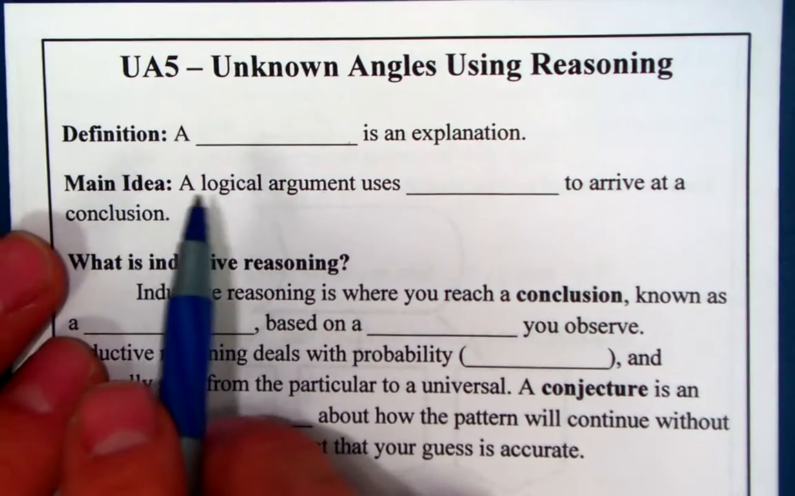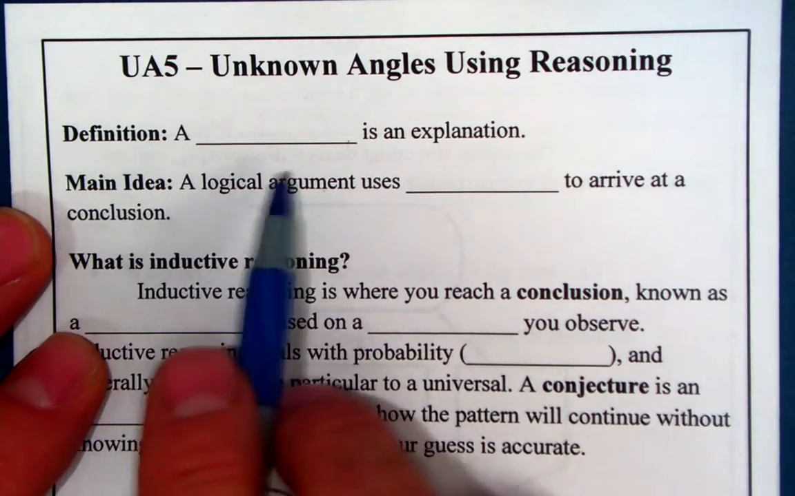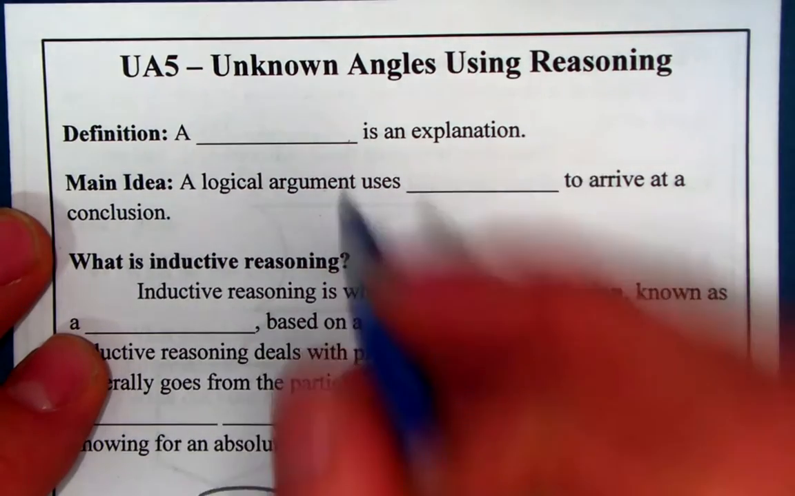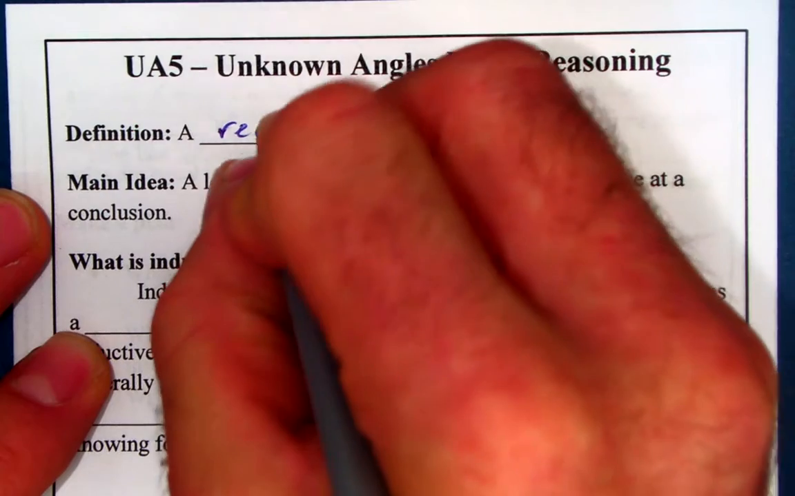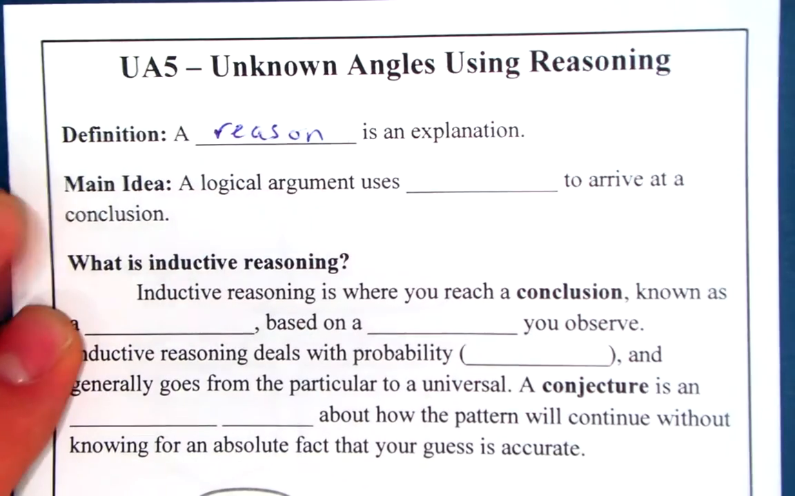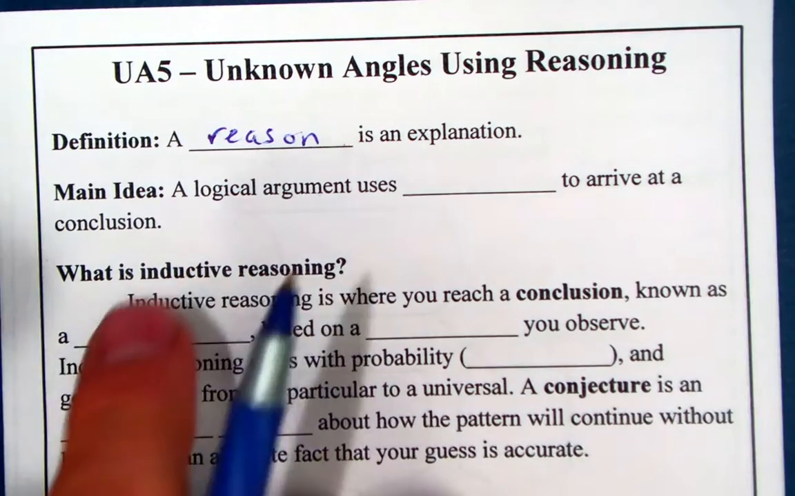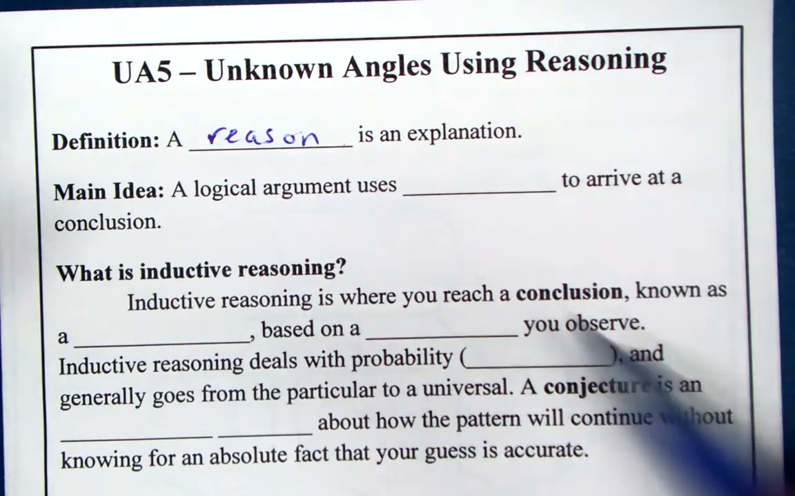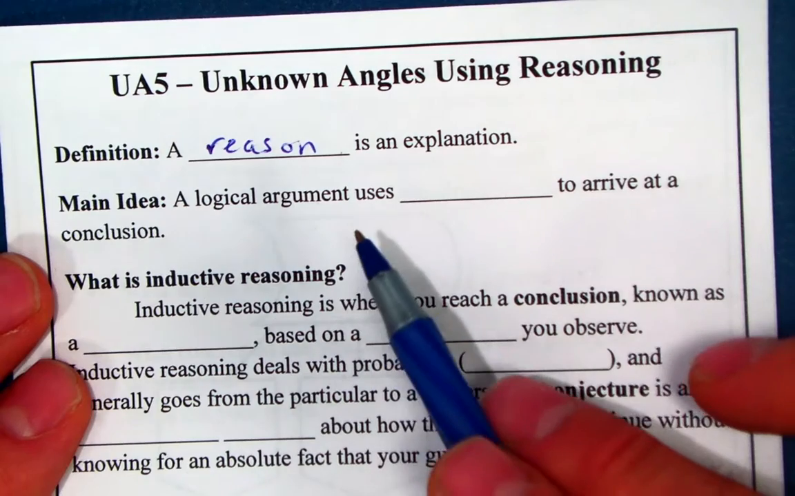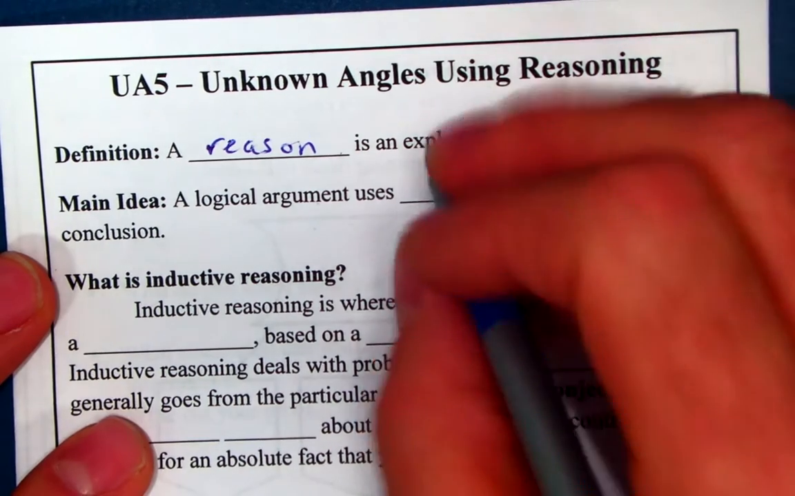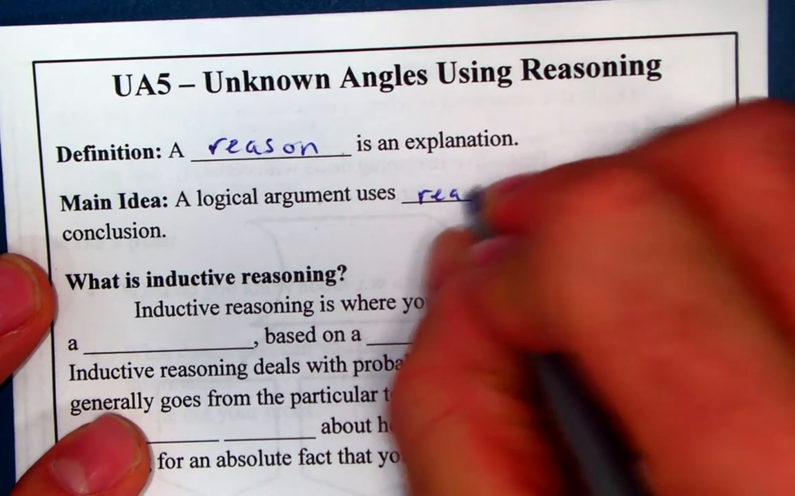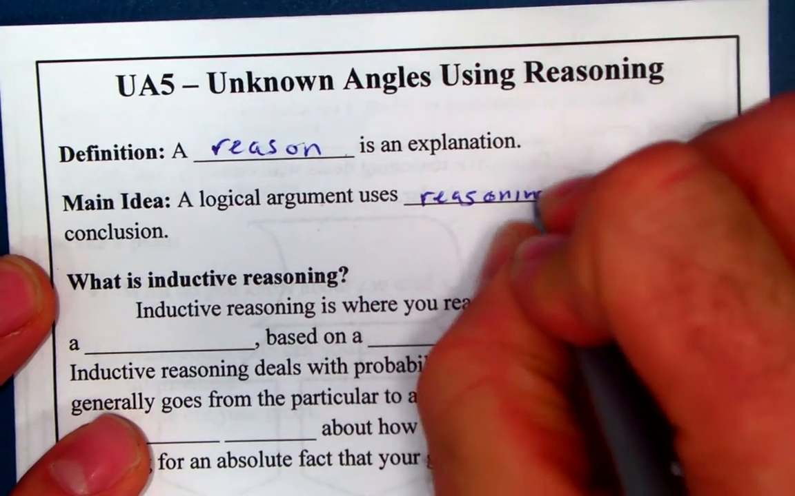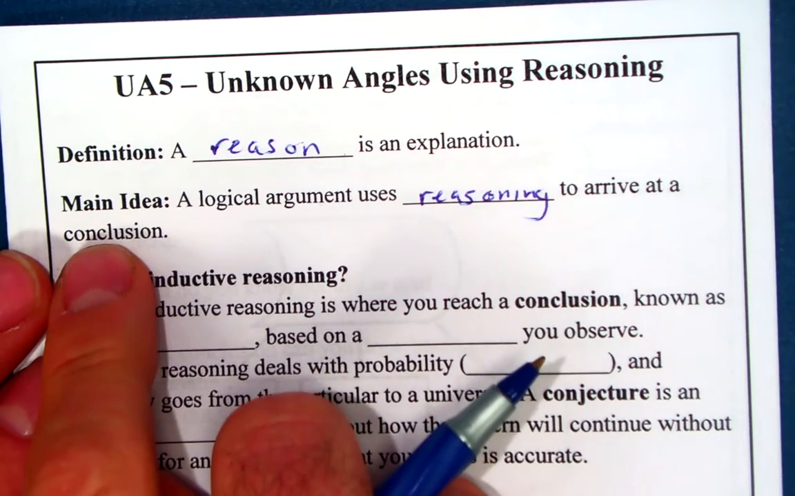And so we're going to start with a definition, because we're talking about using reasoning. A reason is just an explanation. And the main idea of this lesson is that we're going to use logical arguments, using reasoning, explanations to arrive at a conclusion.